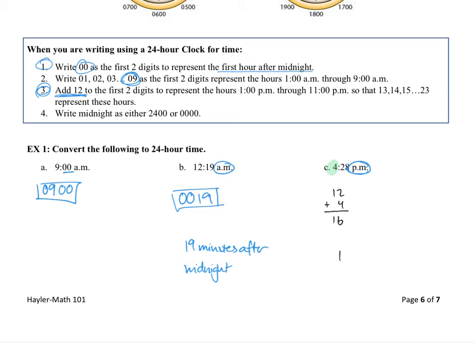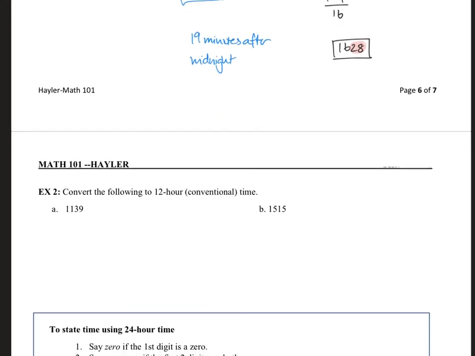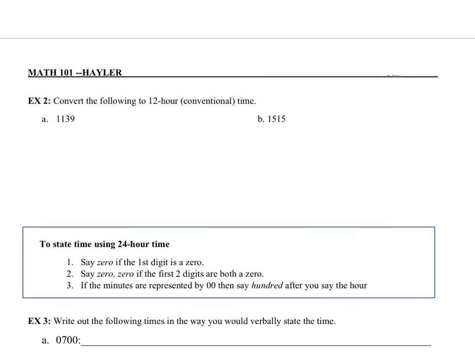So I'll go ahead and write 16, and then I will take my minutes and plop them here. That's going to be 16:28. Okay, so the best thing to do when converting, first look if it's AM or PM. AM is nice, you don't really have to change too much. PM is when you have to start adding 12.